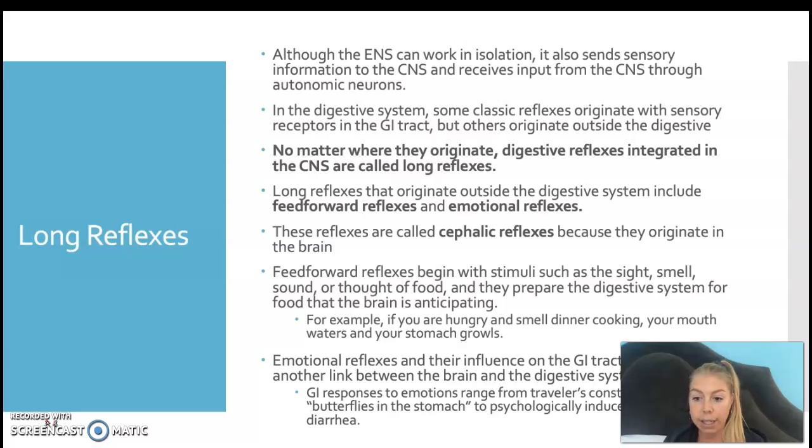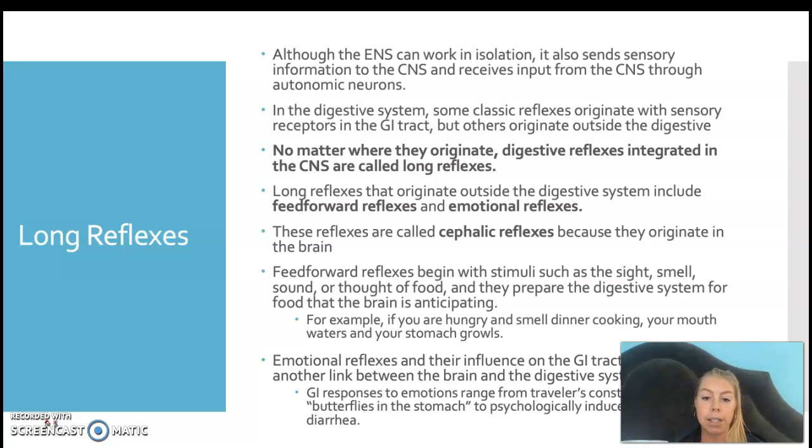In long reflexes, the smooth muscle and glands of the GI tract are under autonomic control. So in general, we say that the parasympathetic division is excitatory and will enhance GI function, leading us to the nickname rest and digest. Most parasympathetic neurons to the GI tract are found in the vagus nerve, and sympathetic neurons usually will inhibit GI function.